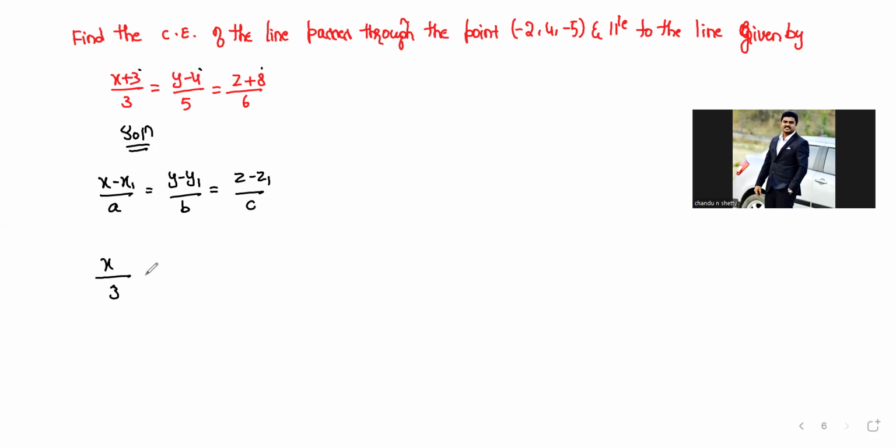Okay, so we have 3 and again y by 5 equal to z by 6, same as it is, you should write it. Now this point we have, this is the point x1, y1, z1. Okay, we should replace it here now. So minus into minus plus 2, and again minus 4 will come, and again minus into minus plus 5. Okay, so this is the vector Cartesian form equation.